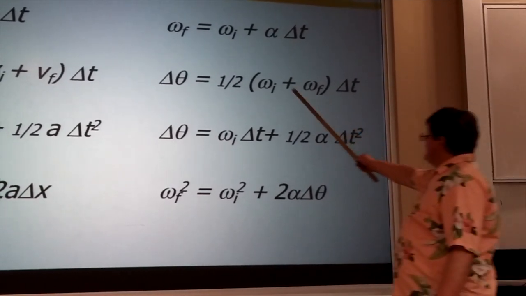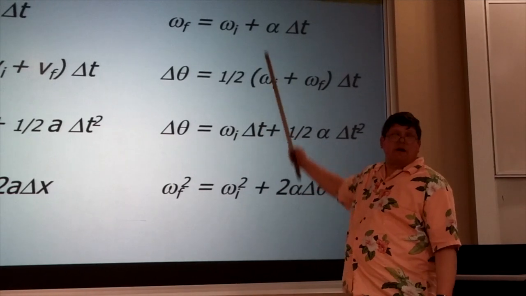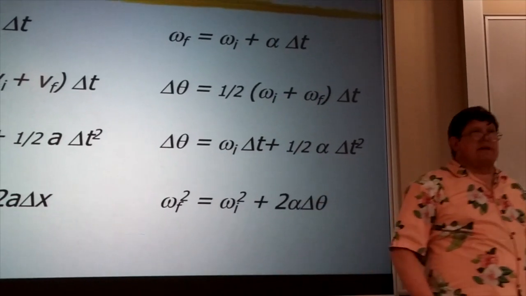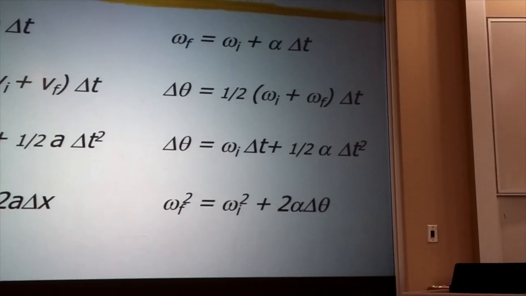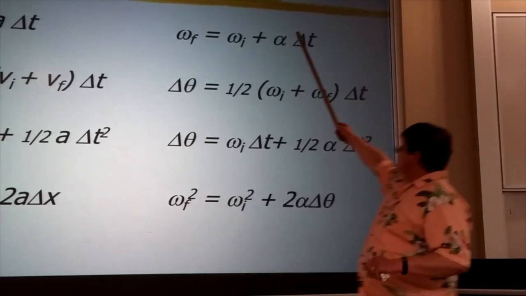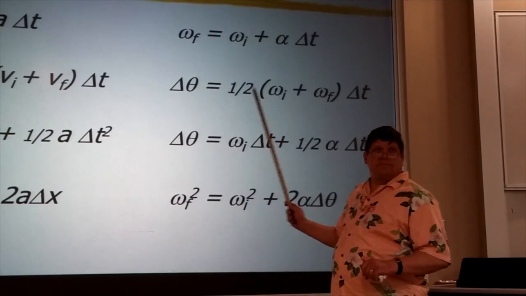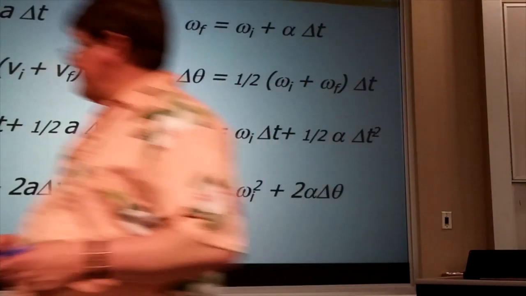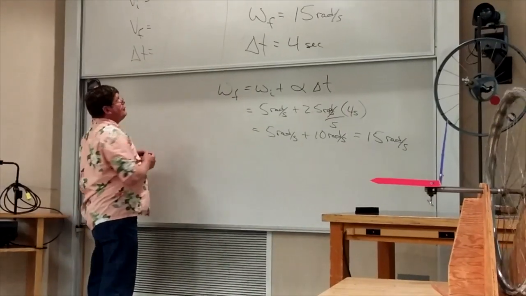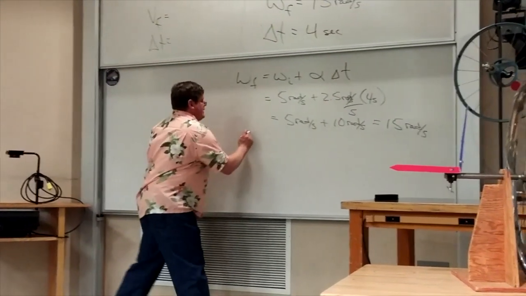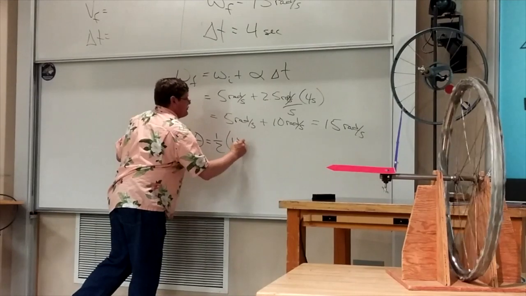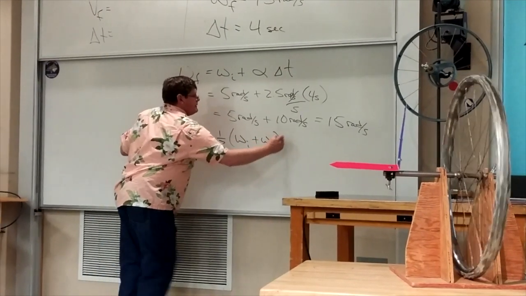Let's use this one here. Whenever I can, I try to use the top 2 equations because they're the ones that are actually the rewrites of the operational definitions of acceleration and average velocity. Okay, so let's use that second equation. I'm looking for the angle that this bit has moved through. That's going to be delta theta is equal to 1/2 omega initial plus omega final, delta t.